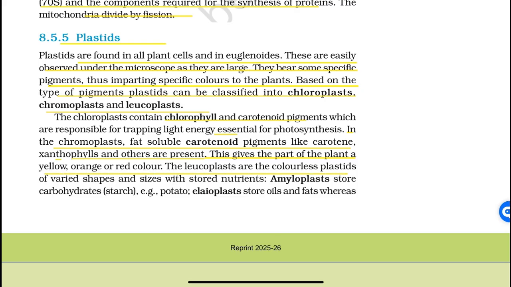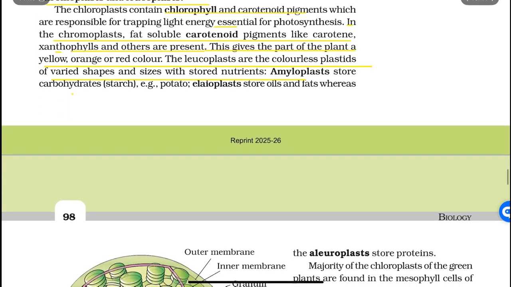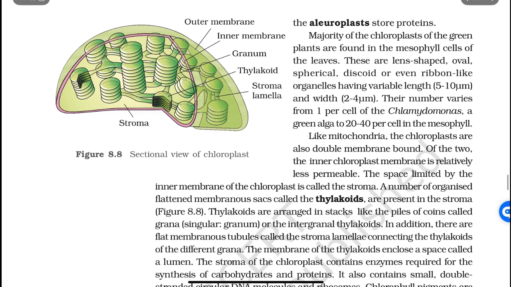The leucoplasts are the colorless plastids of varied shapes and sizes with stored nutrients. Amyloplasts store carbohydrates, for example, potato. Elaioplasts store oils and fats, whereas aleuroplasts store proteins. The majority of the chloroplasts of the green plant are found in mesophyll cells of the leaf.